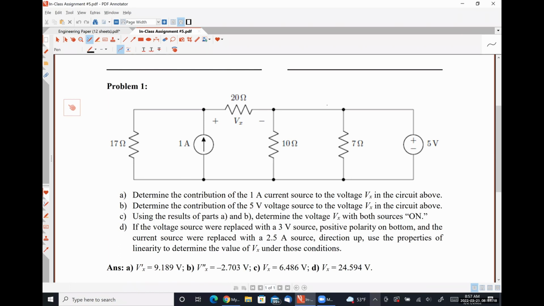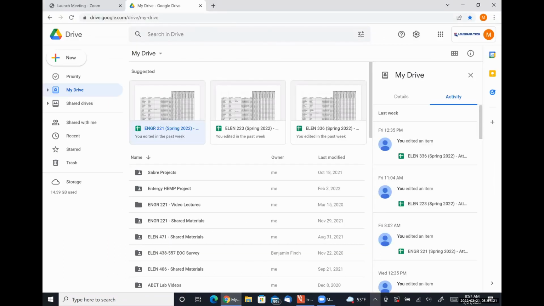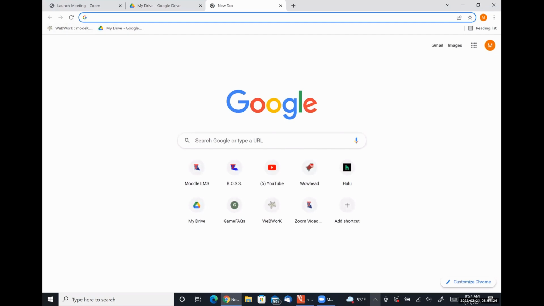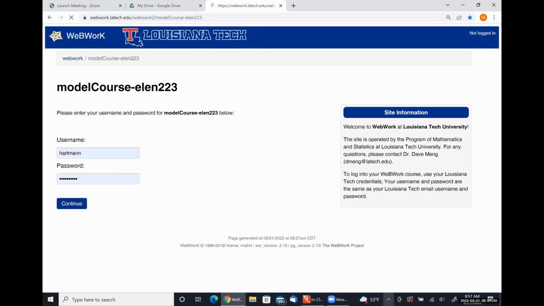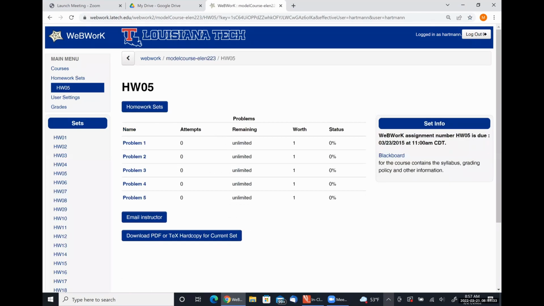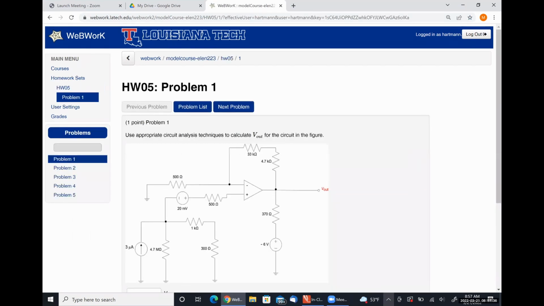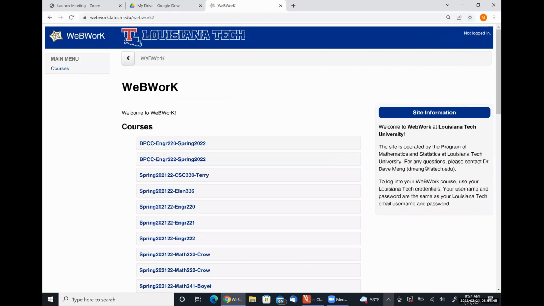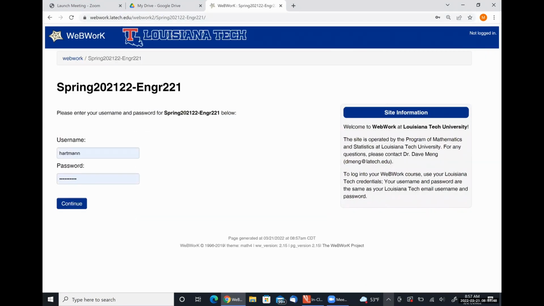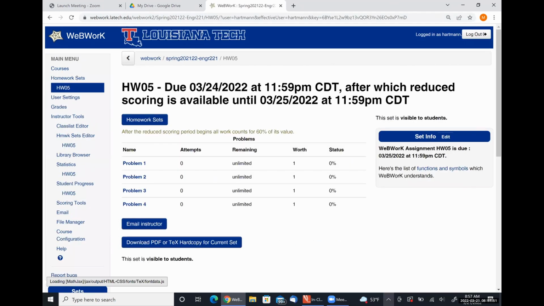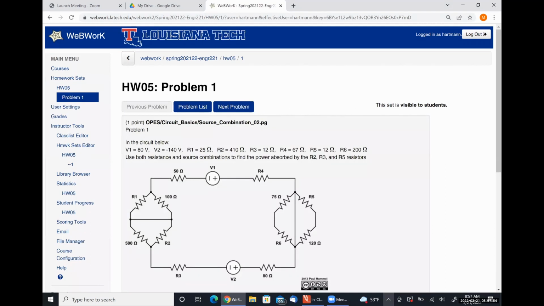Now I want to look very briefly at the web work set. I think I have to put in my credentials here. Oh, okay. Homework set number 5. All right. That is the wrong class. Yeah. We haven't gotten to op amps yet. My apologies. All right, this first problem has nothing to do with superposition whatsoever. So let's move along.